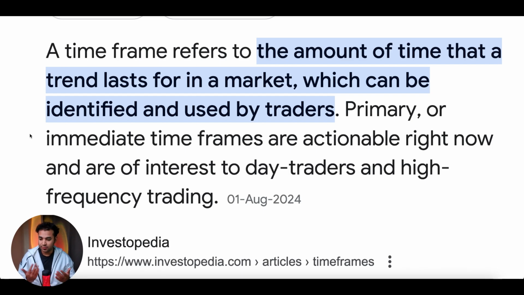Right, guys. First of all, let's start with the definition. A time frame refers to the amount of time that a trend lasts for in a market, which can be identified and used by traders. Primary or immediate time frames are actionable right now and are of interest to day traders and high frequency trading.